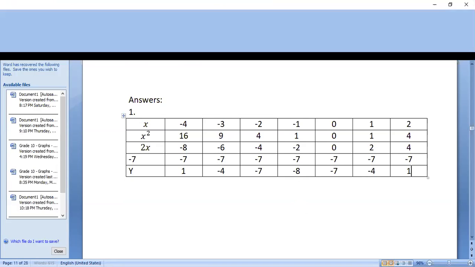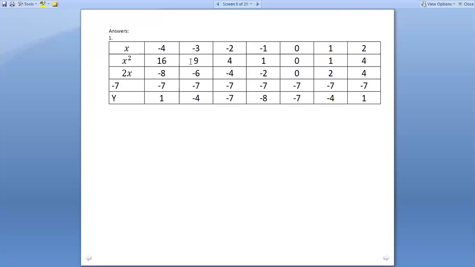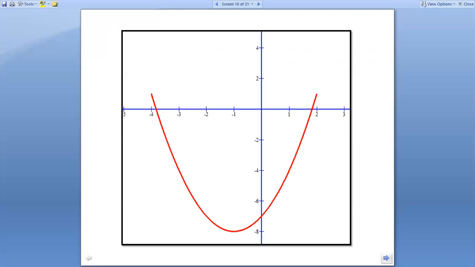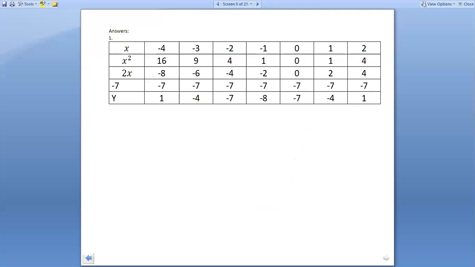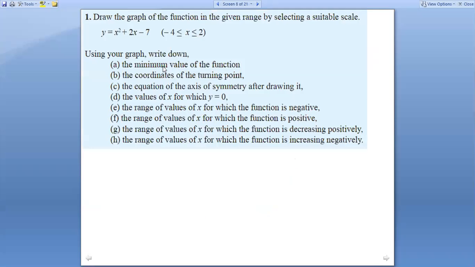So this is the table of values, and the coordinate pairs will be -4, 1, -3, -4, -2, -7, -1, -8, 0, -7, 1, -4, and 2, +1. So when you plot the points on the Cartesian plane and join them smoothly, you will get a graph like this. So we'll answer the questions they have asked.